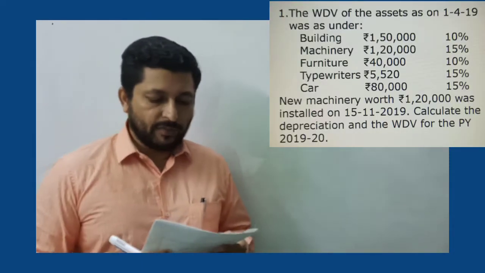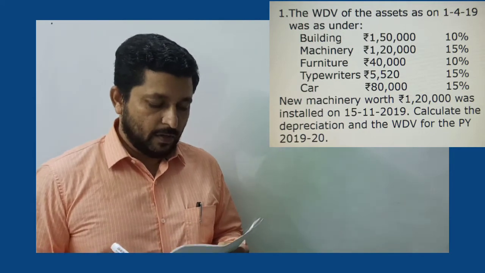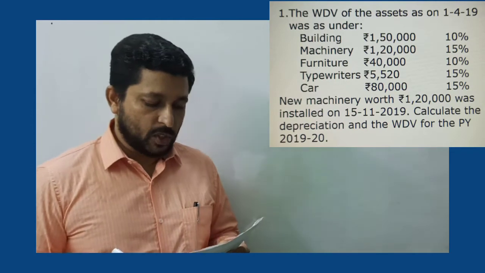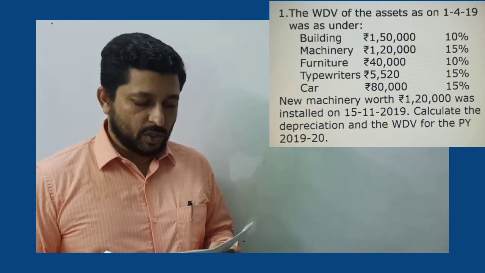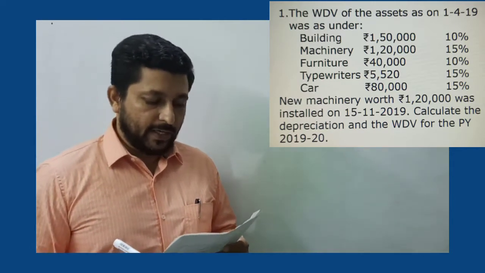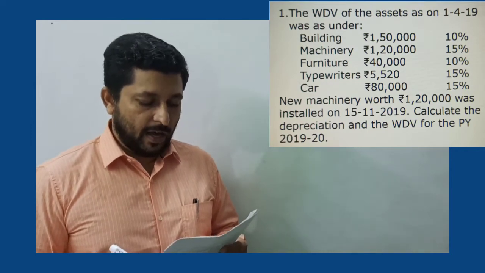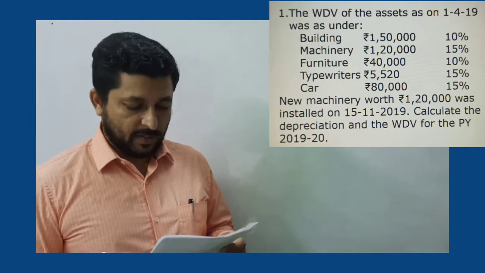The WDV of the assets as on 1st of April 19 was as under. Building 1,50,000, the block rate is 10%. Machinery 1,20,000, the block rate is 15%. Furniture worth rupees 40,000, block rate is 10%. Typewriters rupees 5,520, block rate is 15%. And car amount is 80,000 and block rate is 15%.